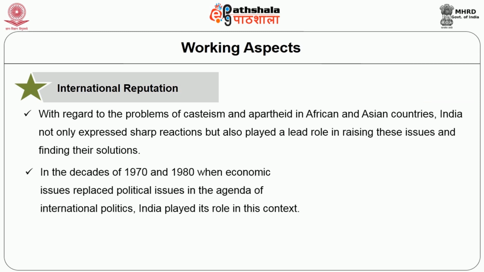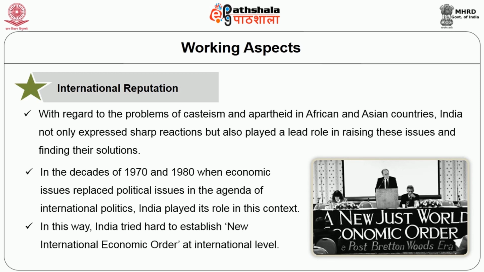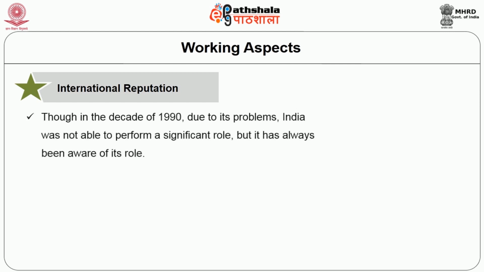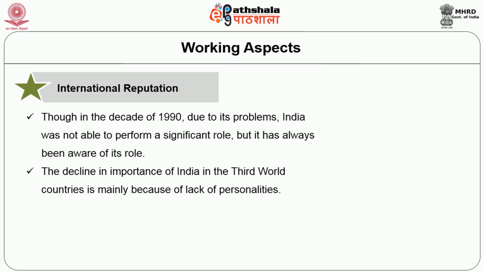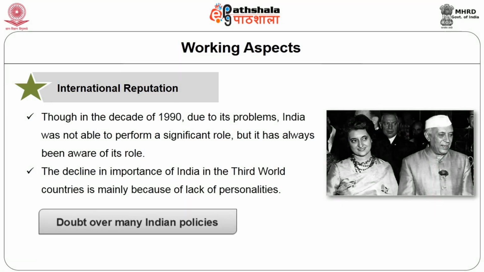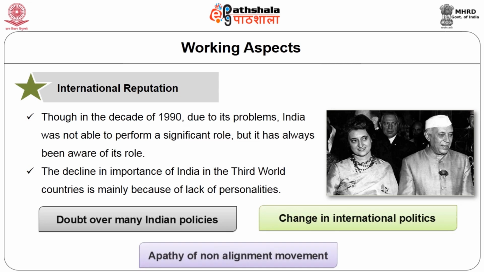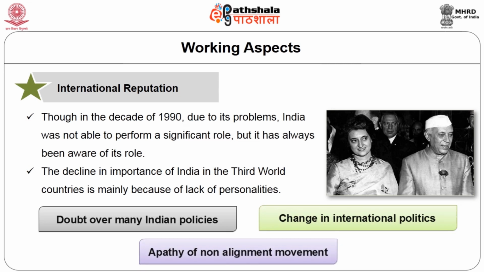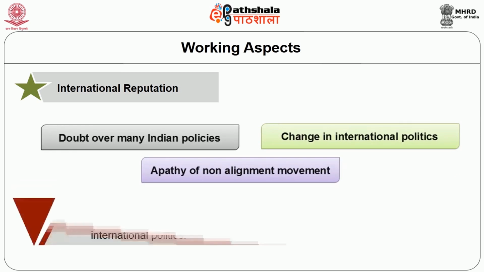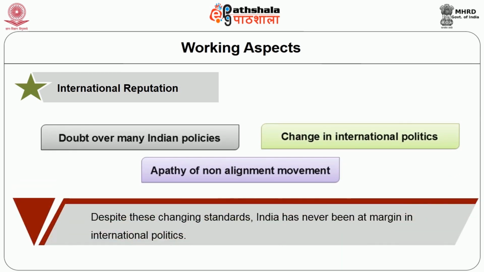In the decades of 1970 and 1980, when economic issues replaced political issues in the agenda of international politics, India played its role in this context. In this way, India tried hard to establish a new international economic order at the international level. Though in the decade of 1990, due to its problems, India was not able to perform a significant role, it has always been aware of its role. The decline in importance of India in the third world countries is mainly because of lack of personalities like Nehru and Indira, doubt over many Indian policies related to nuclear tests, change in international politics, apathy of the non-alignment movement, etc. Despite these changing standards, India has never been at the margin in international politics.